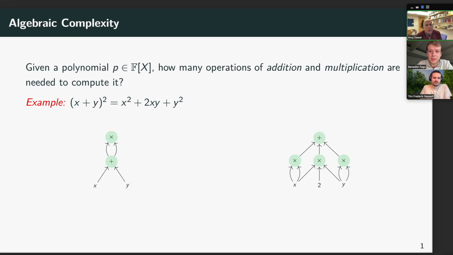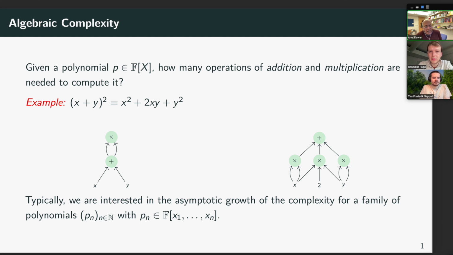On the left, we add x and y first, and then multiply the sum by itself. And on the right-hand side, we multiply x with itself, y with itself, multiply x, y, and 2 together, and then add the three things. So you see that the version on the right requires, in principle, more operations, 3 multiplications and 1 addition, while the version on the left is 1 multiplication and 1 addition. And we're really interested in minimizing the number of operations needed, or working out how many are needed.